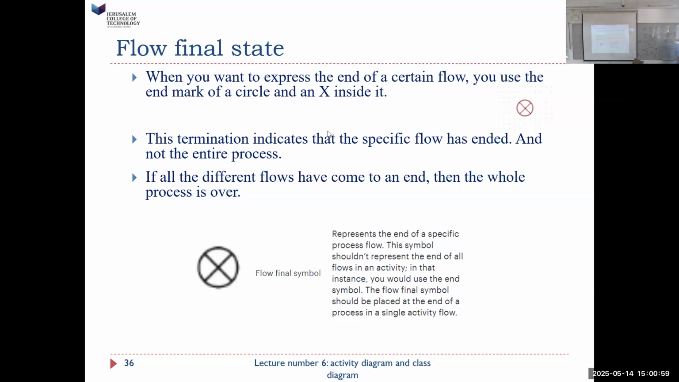When you want to express the end of a certain flow, you can put a circle with an X inside of it. Flow final. This indicates that the specific flow is ended, but not the entire process. You get a certain flow that does something and then just stops. The process continues elsewhere. If all the different flows have come to an end, then the whole process is obviously over.